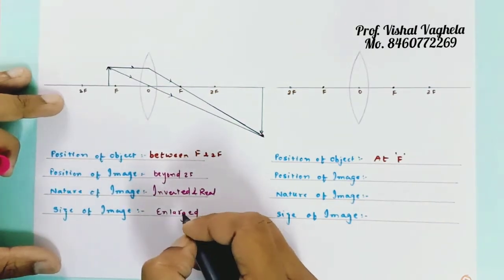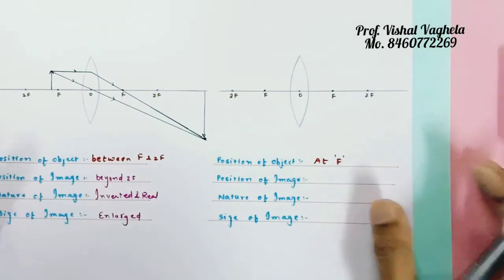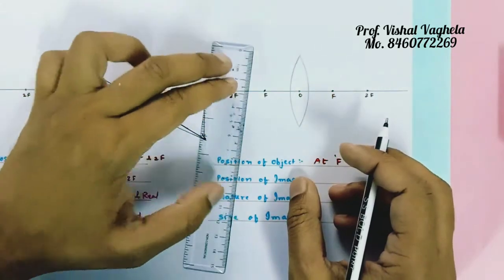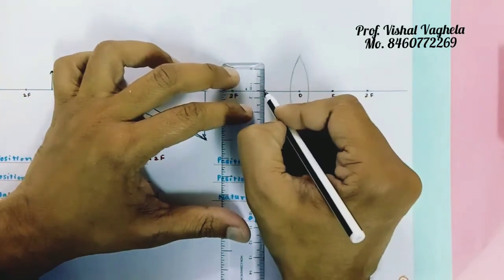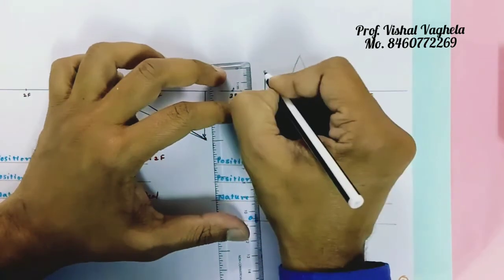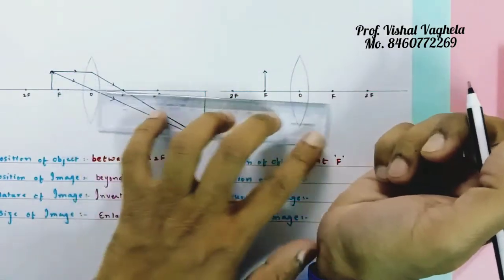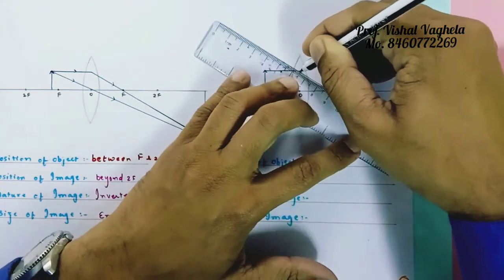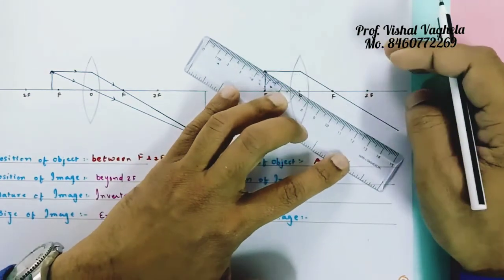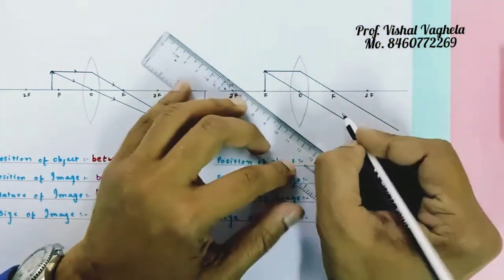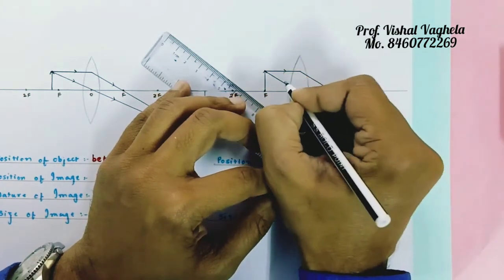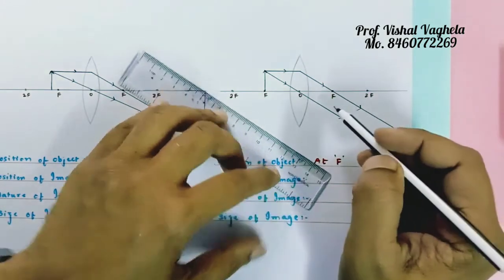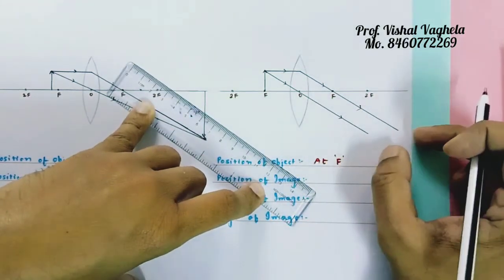The image is enlarged. Now let's move on with F right now over here. So we are going to keep the object at F. First ray parallel, passing through F. Second ray passing through O. Like this. Now as we can see that these two rays are parallel, and we know that parallel rays never meet, right people?